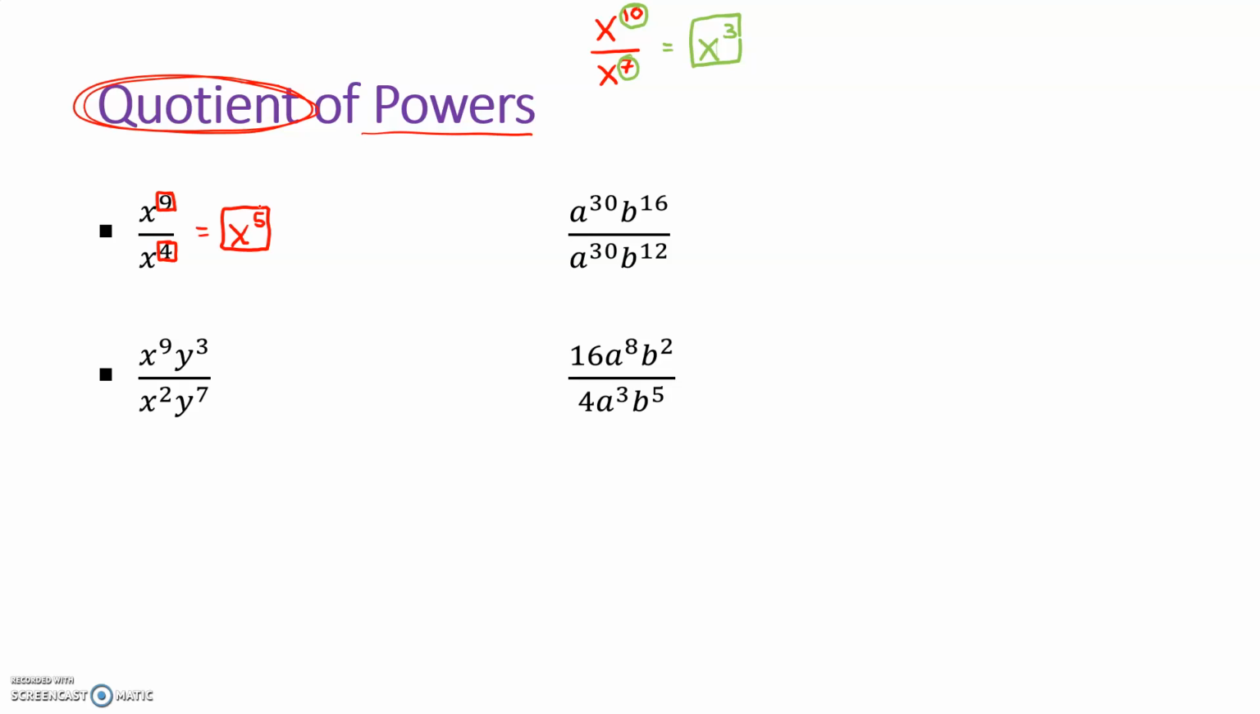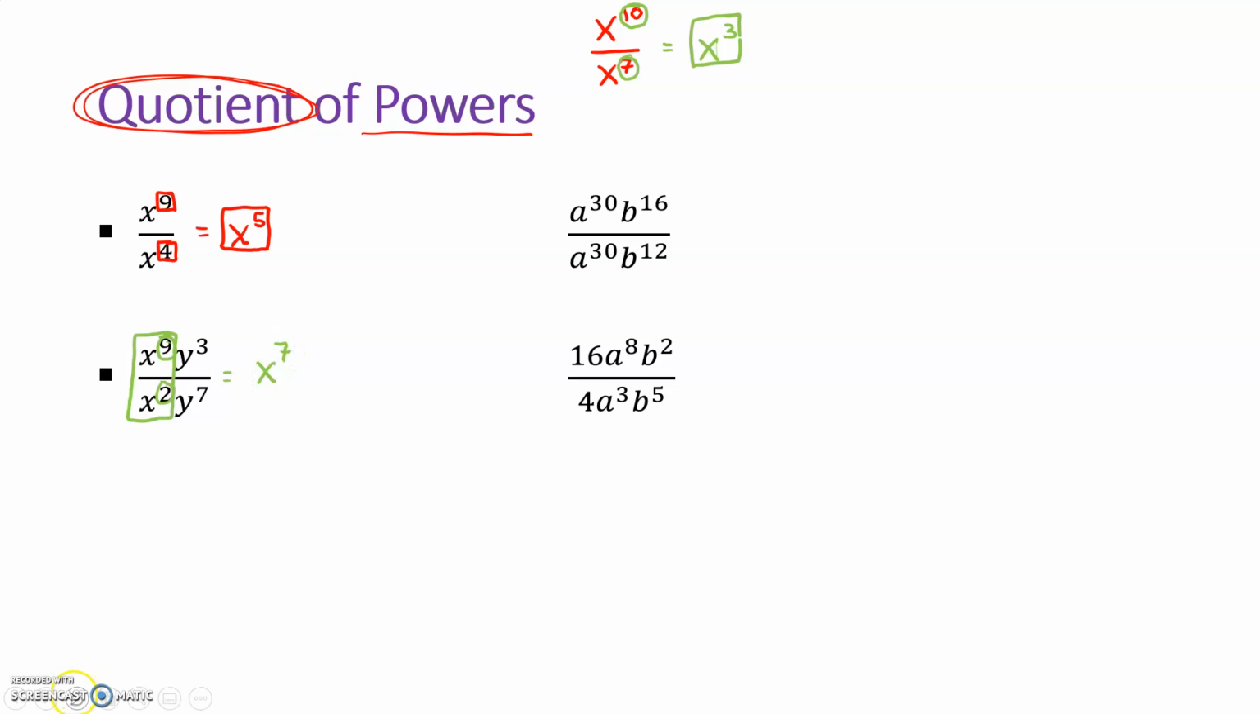All right, moving on. I'm going to go ahead and scoot down here to the bottom. What's the issue here? Well, right now, I have x's and y's. I'm going to focus on this little section here, and it looks just like the one up above, x to the 9th divided by x to the 4th. This time I have x to the 9th divided by x to the 2nd. So I know I'm dividing. Quotient of powers says we're going to simply subtract: 9 minus 2 is going to equal x to the 7th power. 9 minus 2 is 7.